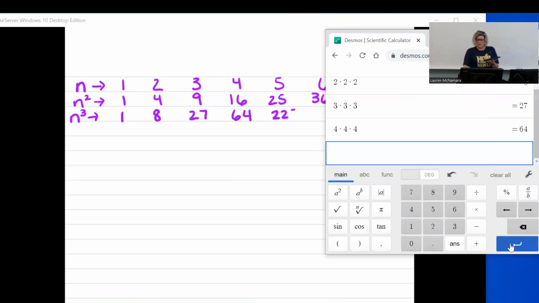Here we have 125. And then 6 times 36, 216, 7 times 49, 343, and then 8. You can also do 8 cubed, or 8 times 64, or 8 times 8 times 8. So I get 512.